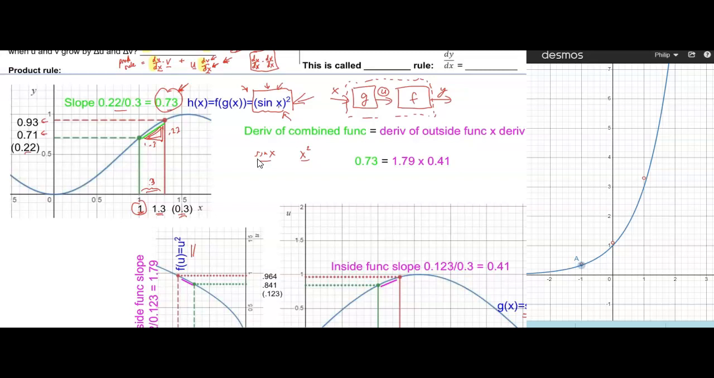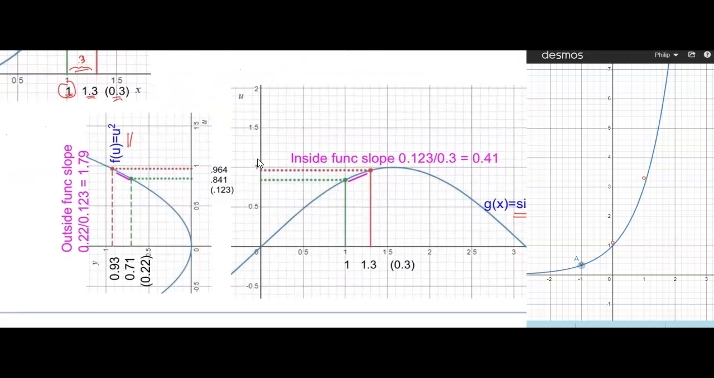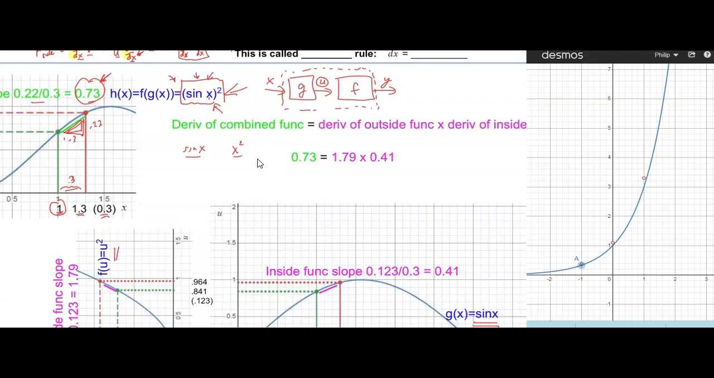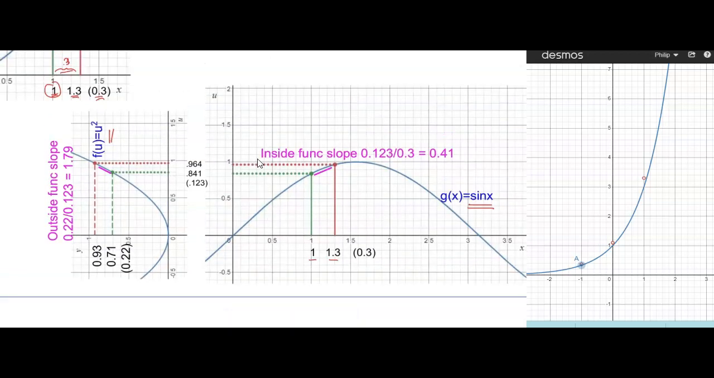Let's verify that the rule that we use to find the derivative of a composite function, it's called chain rule, also works, okay? So what I did here is I took the two boxes and I separated them out. I have a g function and an f function. So the g function is sine of x, okay? And I took the two x values that I used above, at 1 and 1.3, and I plugged them into sine of x. And then that gives me these two points to make a new slope triangle, a smaller slope triangle. It looks a little lower.